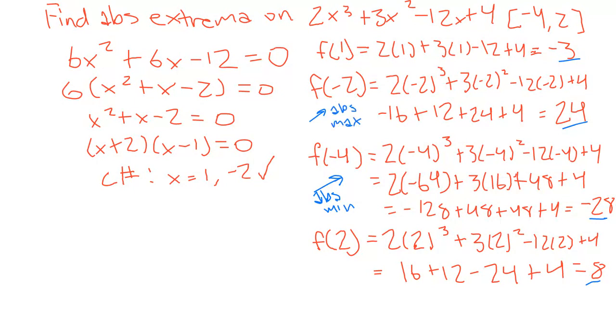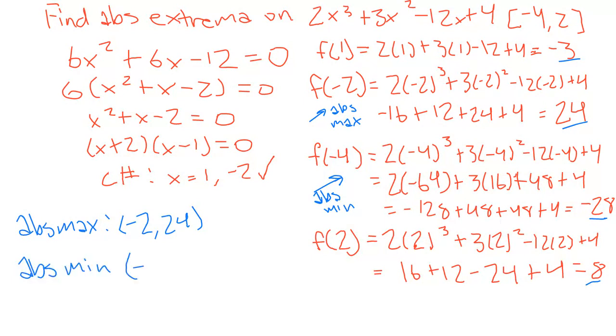So therefore, we can say that we have an absolute max at -2, 24 and an absolute min at -4, -28.